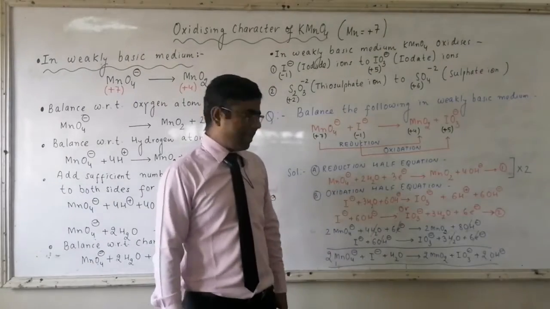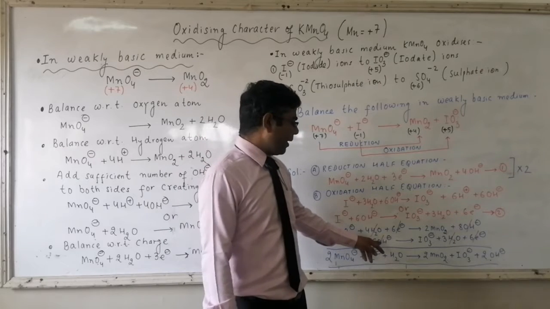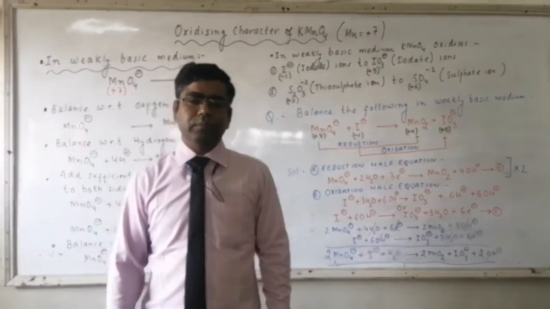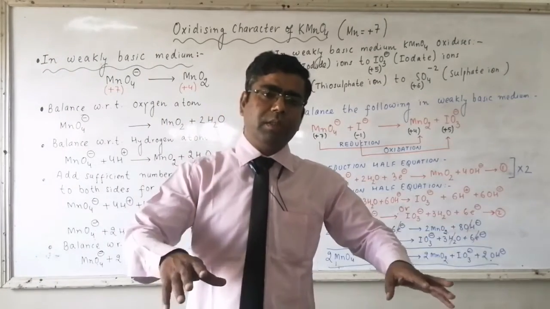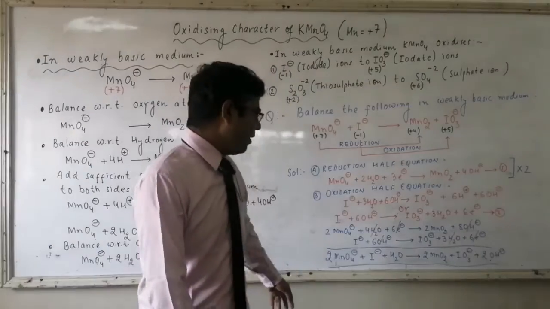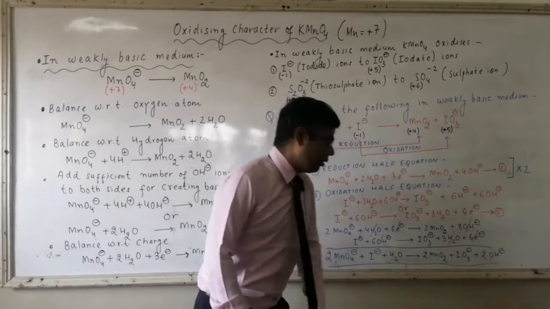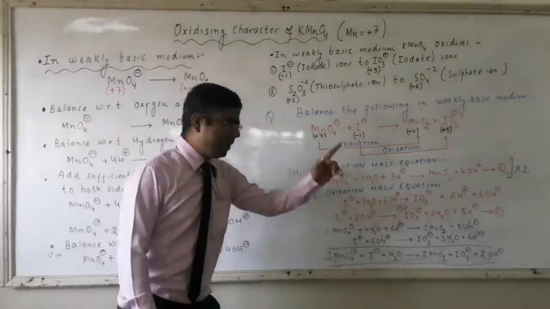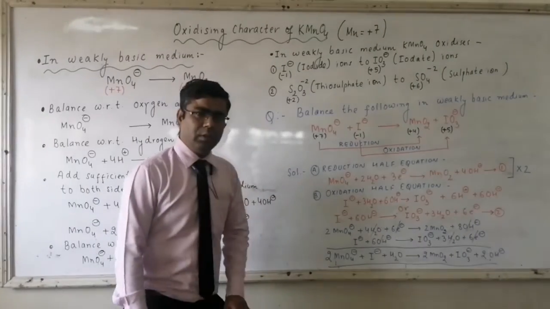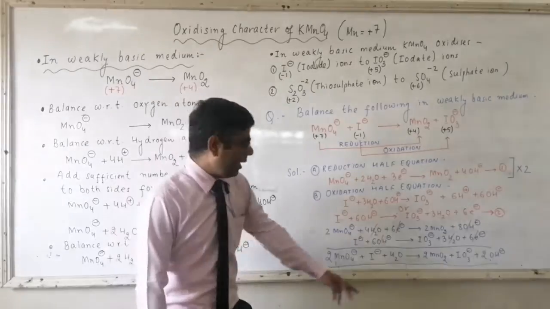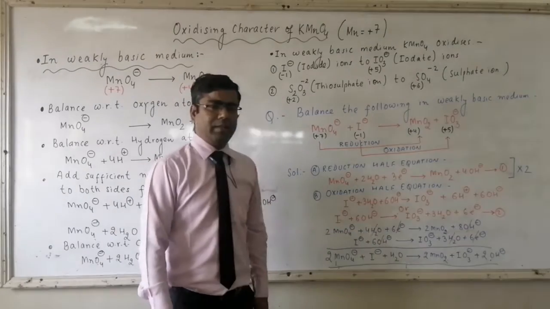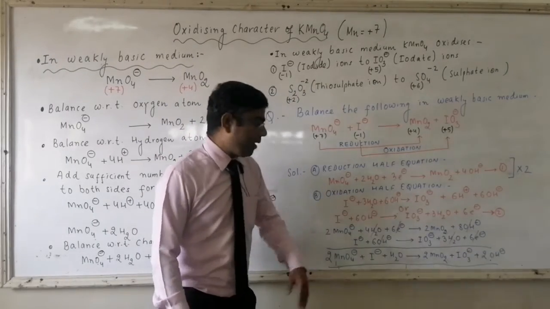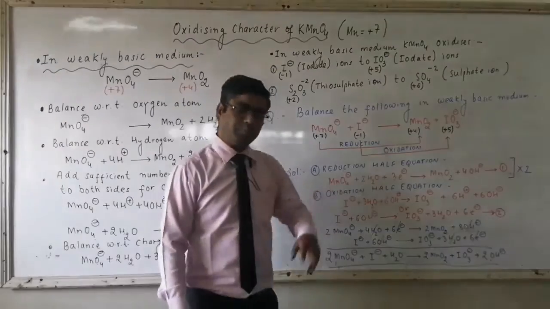Now add it to equation number 2. It is I minus plus 6OH minus gives you IO3 minus plus 3H2O plus 6 electrons. Cancel out the common terms which are present on the reactant side and product side. So first cancel out 6 electrons with 6 electrons. Then 3H2O with 3H2O. 4H2O minus 3H2O gives you 1H2O on the reactant side. 8OH minus, and here we have 6OH minus. Cancel out 6OH minus, or we can say 8OH minus minus 6OH minus gives you 2OH minus on the product side.